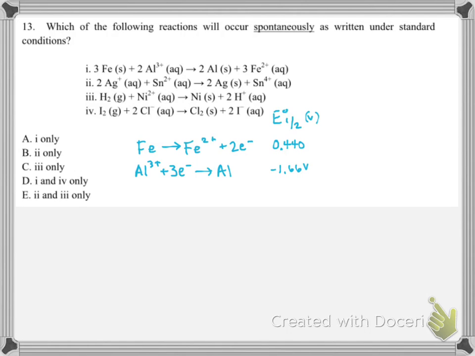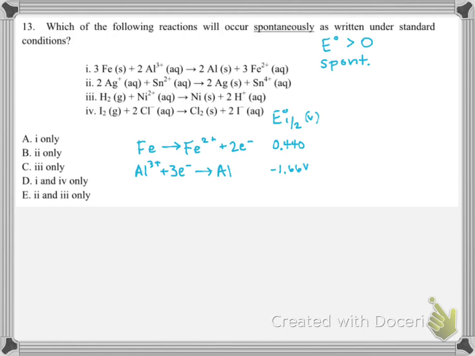For number 13, they're asking us to figure out which reactions will occur spontaneously in standard conditions. And hopefully you can look and see that these are all redox reactions. The charges on different metals are changing. To answer this question, what we really need to do is see if the overall E will be positive, because a positive E is spontaneous.